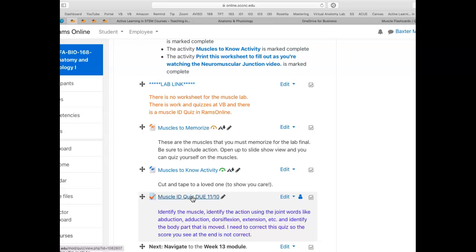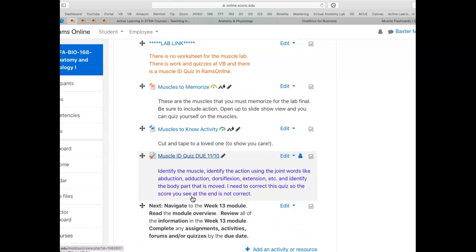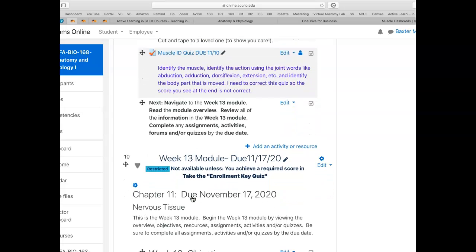20 muscles. You must identify the muscle, identify the action using joint words like abduction, adduction, dorsiflexion, extension, etc., and identify the body part that is moved. I need to correct this quiz, so the score you see at the end is not correct, so don't get panicky. And then you're going to move on to our first chapter of the nervous system.